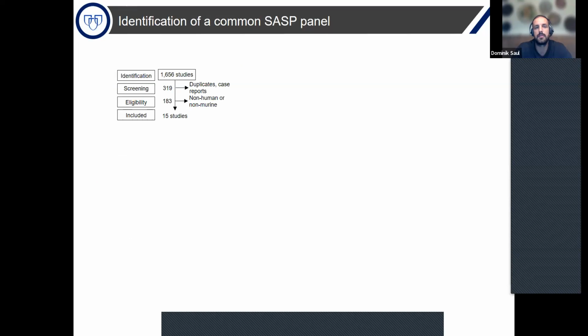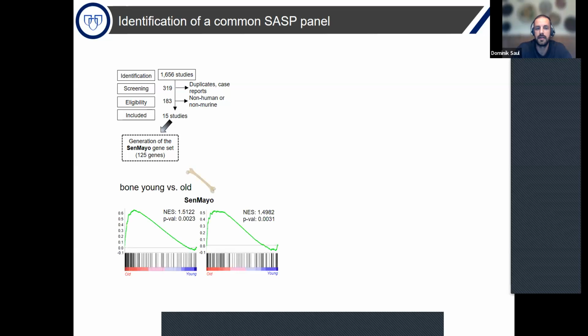So first, what we did is that we did a meta-analysis. We looked through a lot of studies and just included the studies that experimentally validated a couple of senescence-associated secretory phenotype markers, so the SASP markers. With these studies, we found 125 genes that are closely connected, and looked at whether these genes together in a gene set can show us that there's an aging process. And we compared young and old samples first in bone, because we're primarily a bone lab. And we found that this gene set seems to distinguish very nicely between young and old samples.